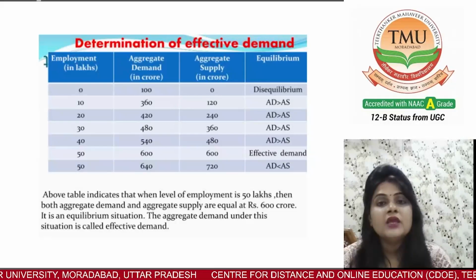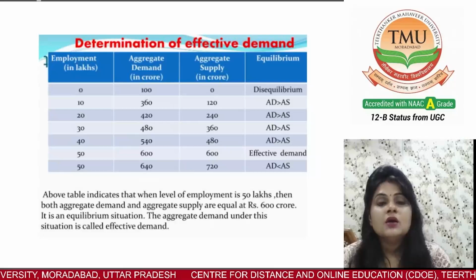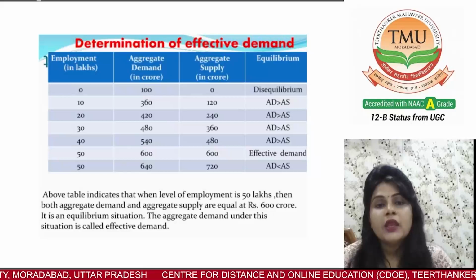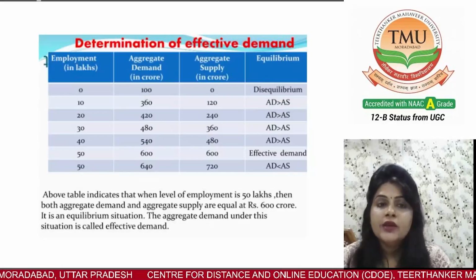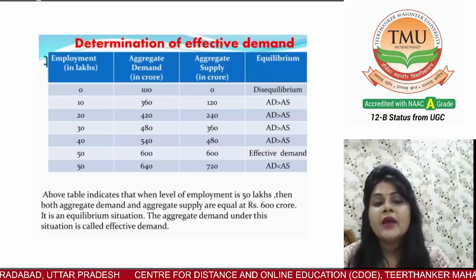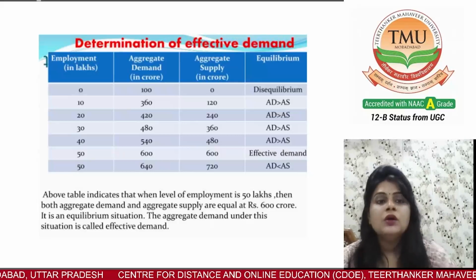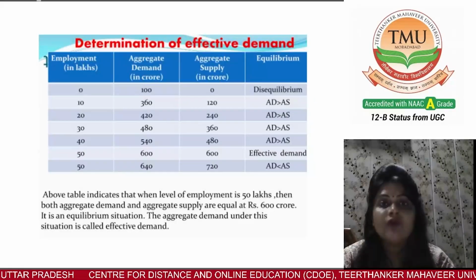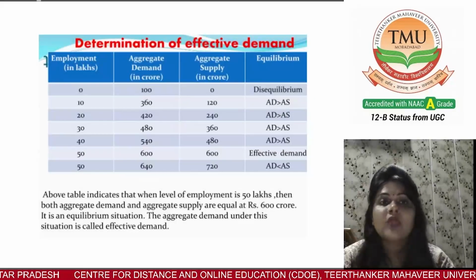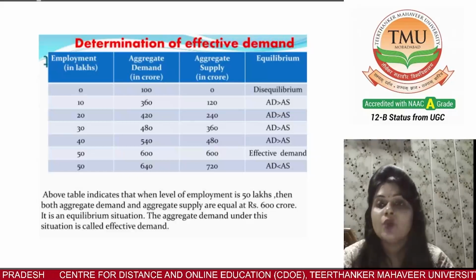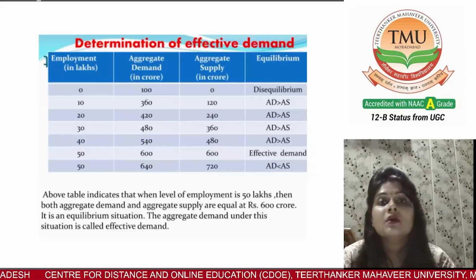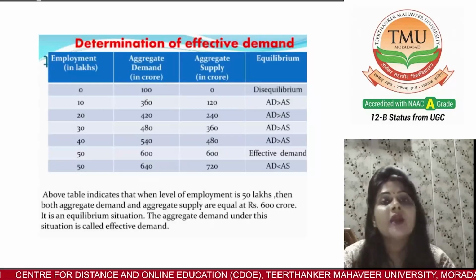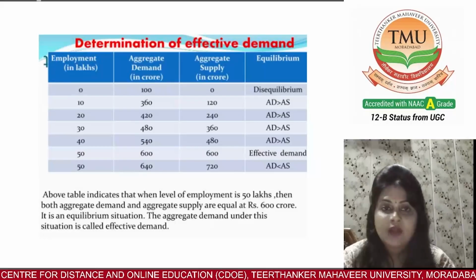So, a similar level of employment. We assume the full employment level is 50 lakh workers in the economy. It will be necessary to draw up the new aggregate demand price schedule in the table. As the above table indicates, when the level of employment is 50 lakh, both aggregate demand and aggregate supply are equal at 600 crore, and it is an equilibrium situation. The aggregate demand under this situation is called the effective demand.